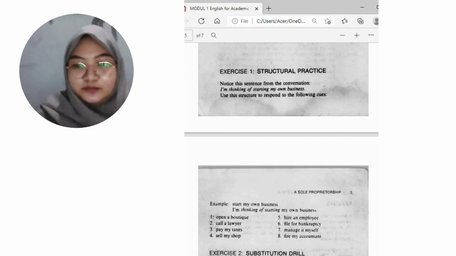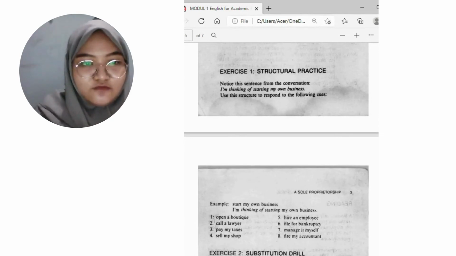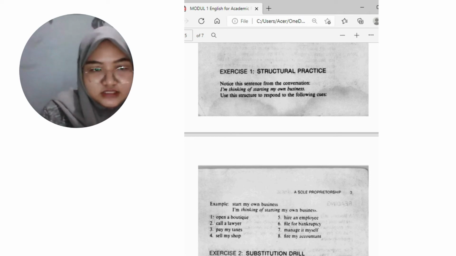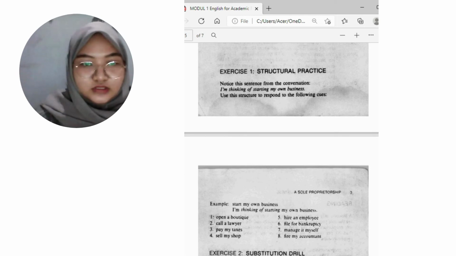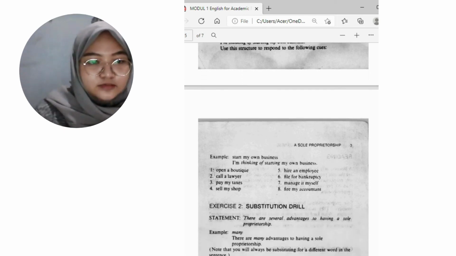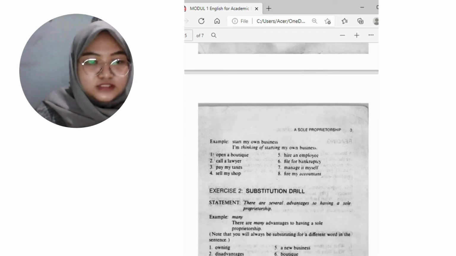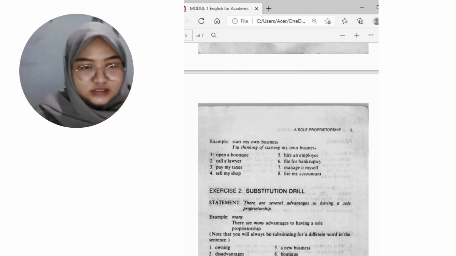Exercise 1, structural practice. Notice the sentence from the conversation: I'm thinking of starting my own business. Use the structure to respond to the following cues. Example: start my own business. I'm thinking of starting my own business.